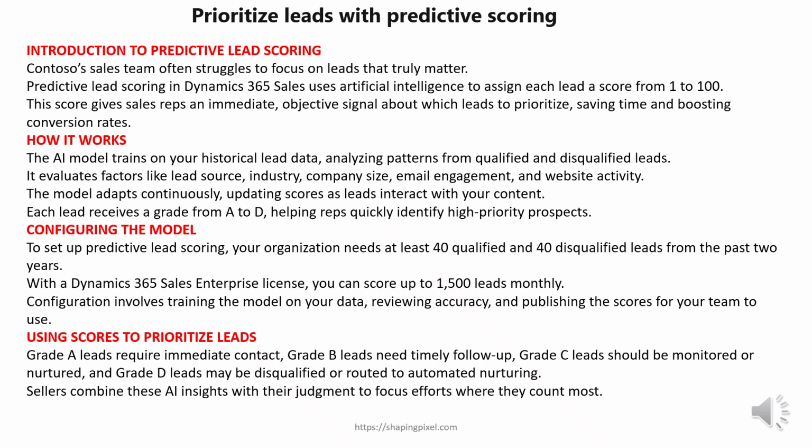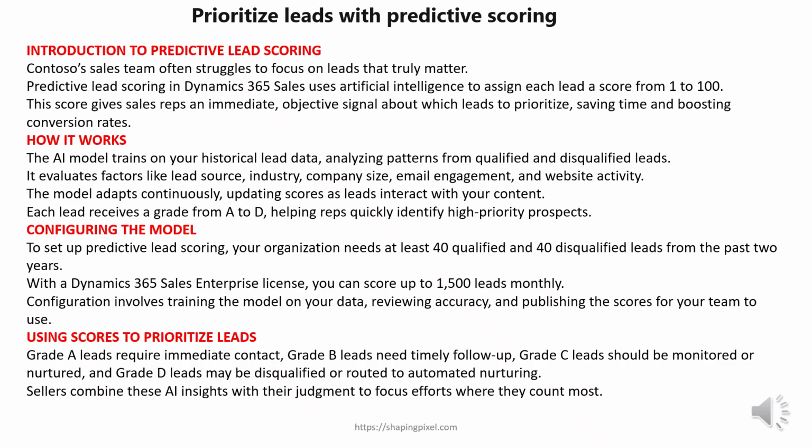Configuring the model. To set up predictive lead scoring, your organization needs at least 40 qualified and 40 disqualified leads from the past 2 years. With a Dynamics 365 Sales Enterprise license, you can score up to 1,500 leads monthly. Configuration involves training the model on your data, reviewing accuracy, and publishing the scores for your team to use.